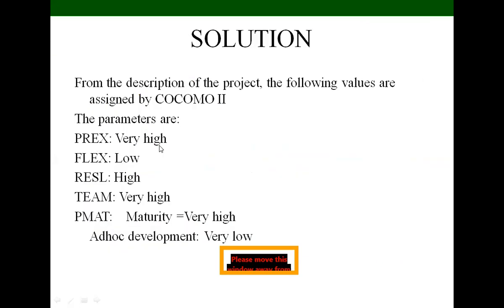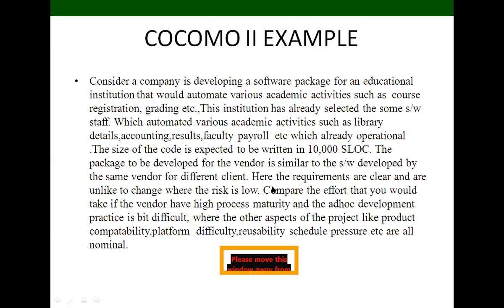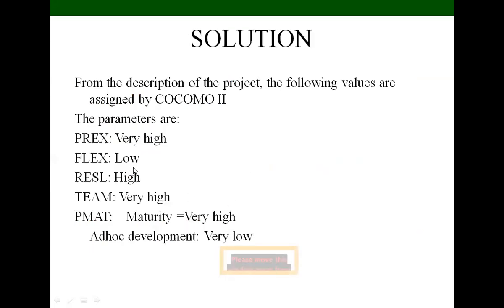So here PRC value is very high. We are taking PRC value is very high because it is similar to the other projects. Here vendor is similar to the software, so we taken very high. Then we have to check the development flexibility, flex value.